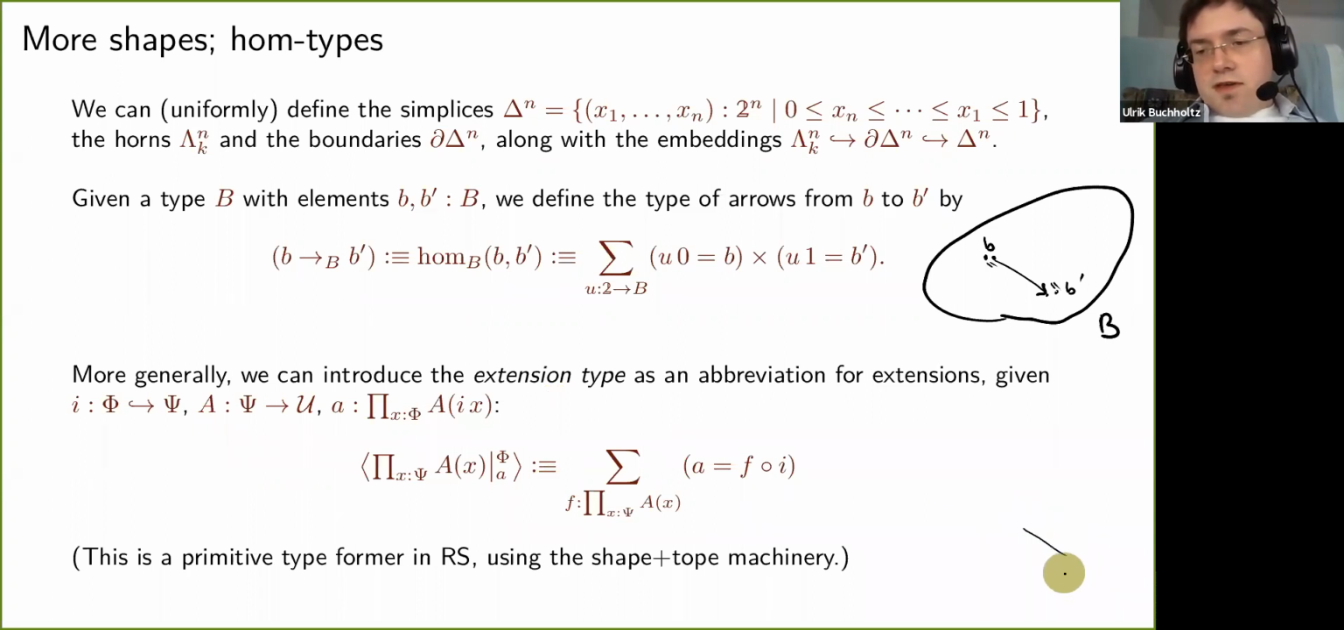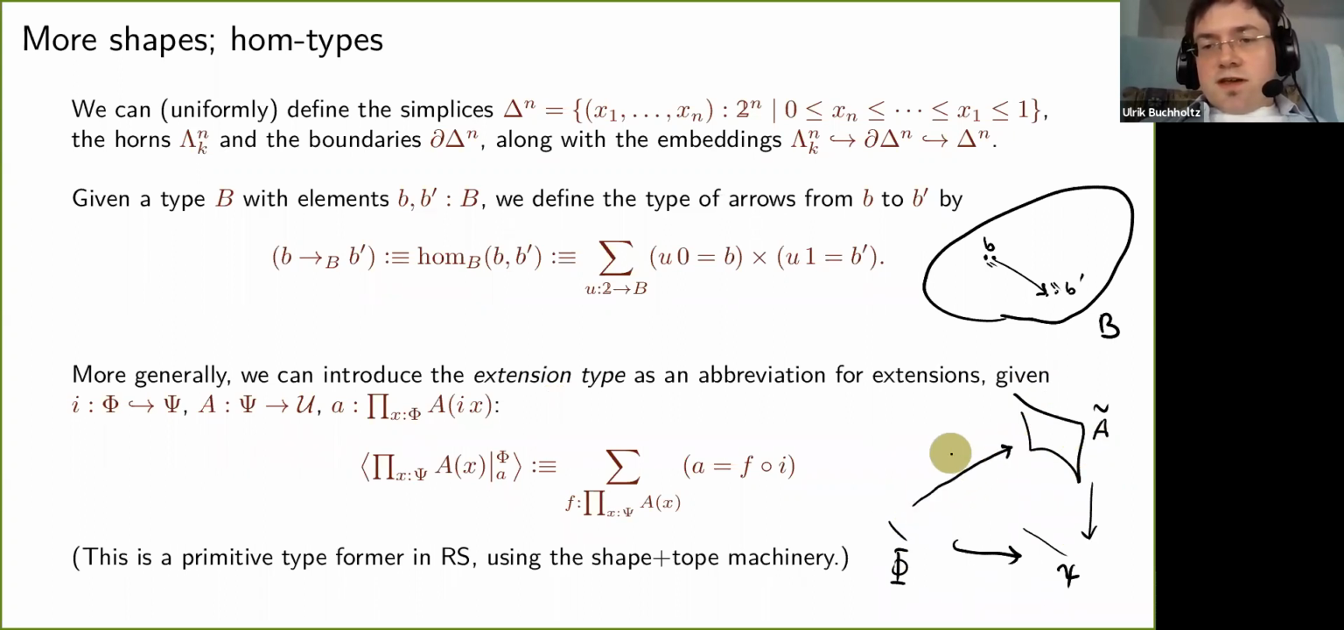You have some type psi, and you have a map. It doesn't even have to be an embedding, but usually we think of it as an embedding. And here's phi. You have some type family living over psi. It's the total thing of A with the projection. And you have a section A on this part, and then the extension type is the sections F that, once you compose them with I, become equal to A.